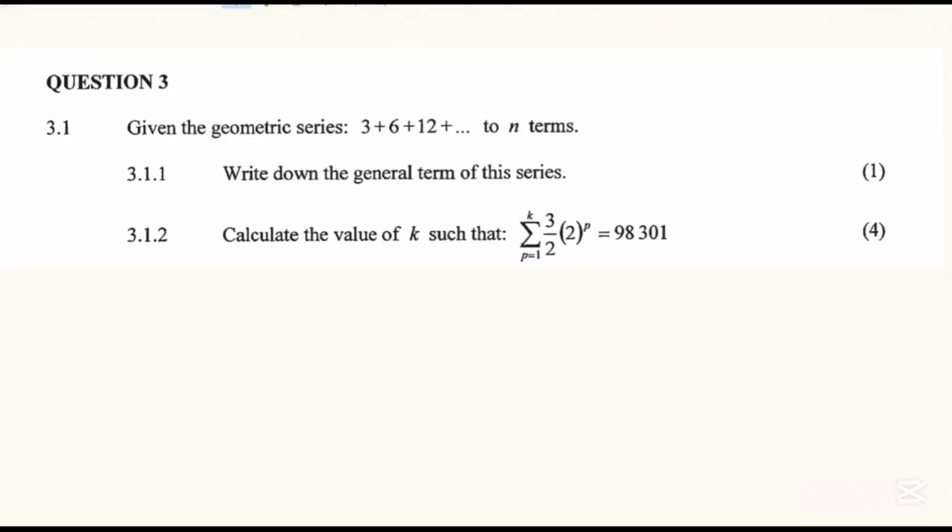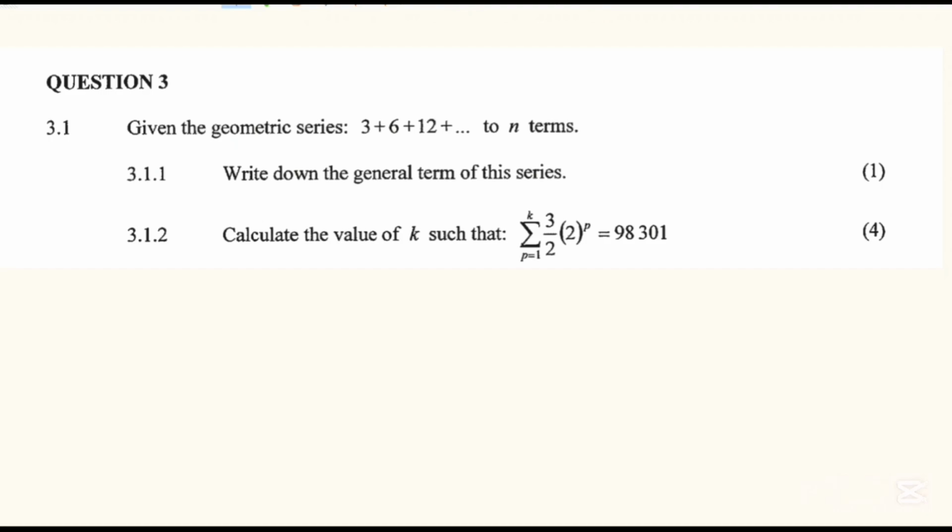My name is Bino. In this video, we go through the following question which is based on number series. 3.1, we are given the geometric series which contains 3 as the first term and 6 as the second term and 12 as the third, and this series continues up until n terms. And 3.1.1, we write down the general term of this series.